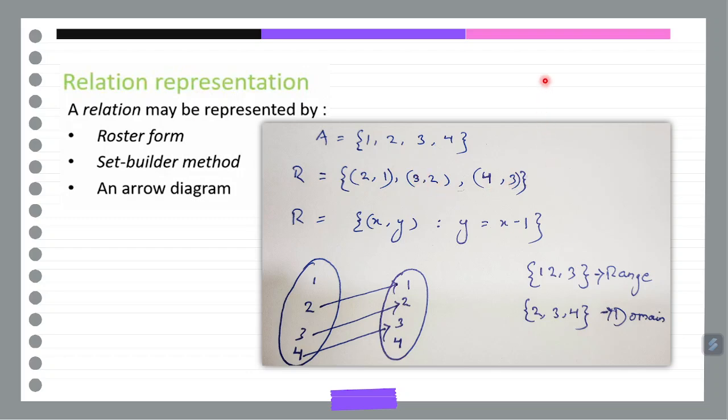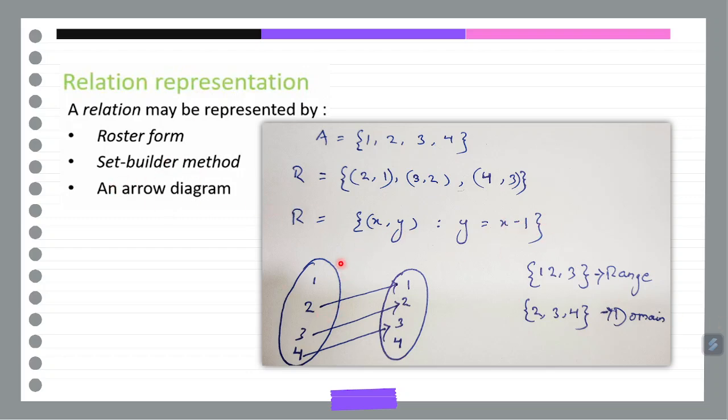That means for y equal to x minus 1, so for y is 2, x value is 1. For y is 3, x value is 2. For y is 4, x value is 3. This is the relation. In roster form, our relation R is equal to {(x, y) such that y is equal to x minus 1}. This is the roster form.